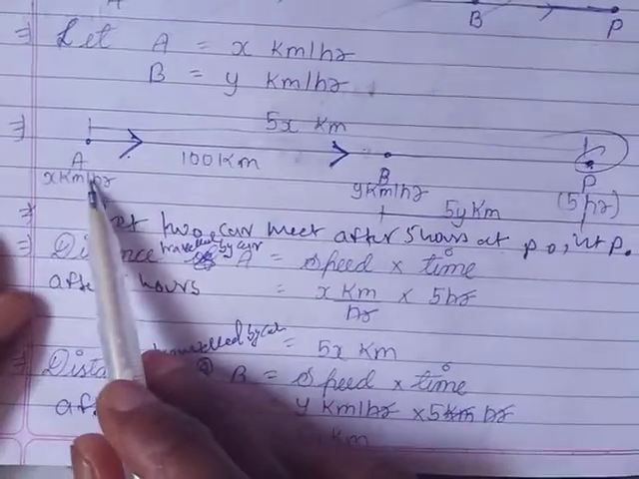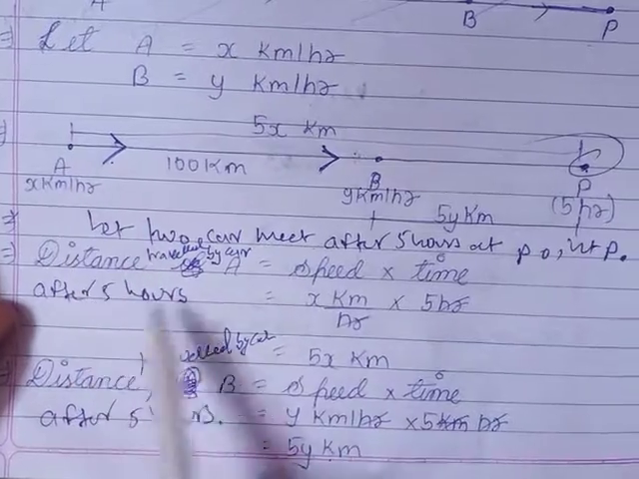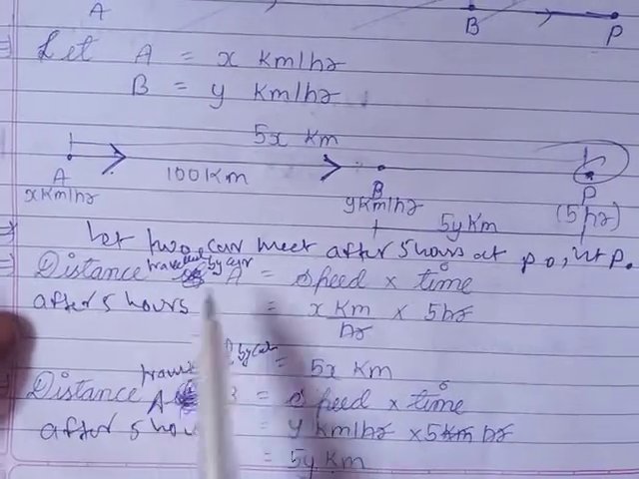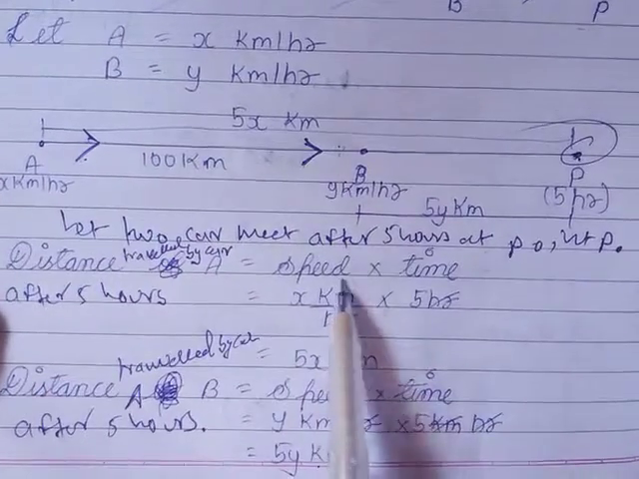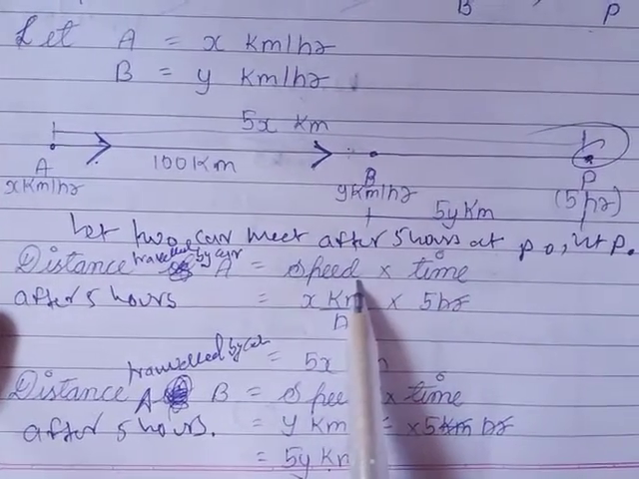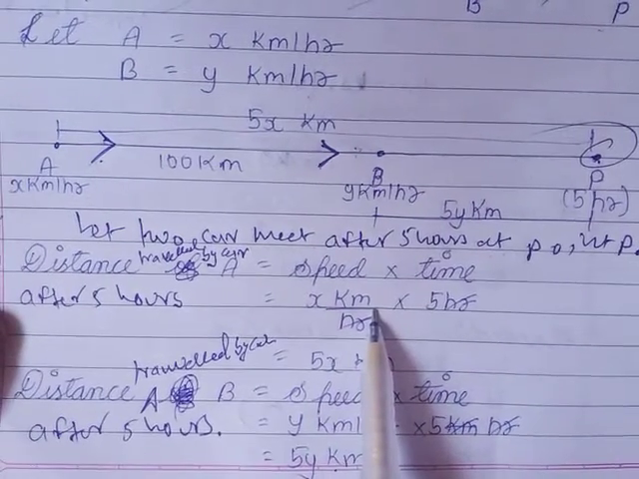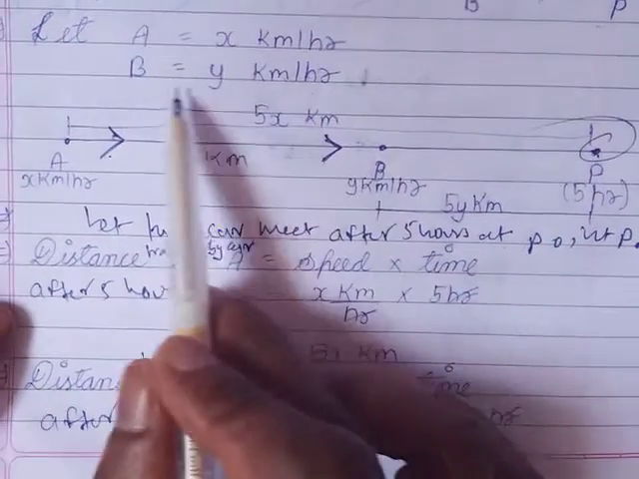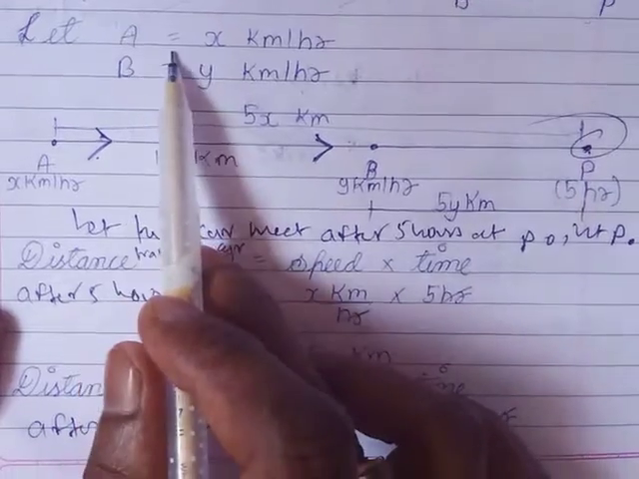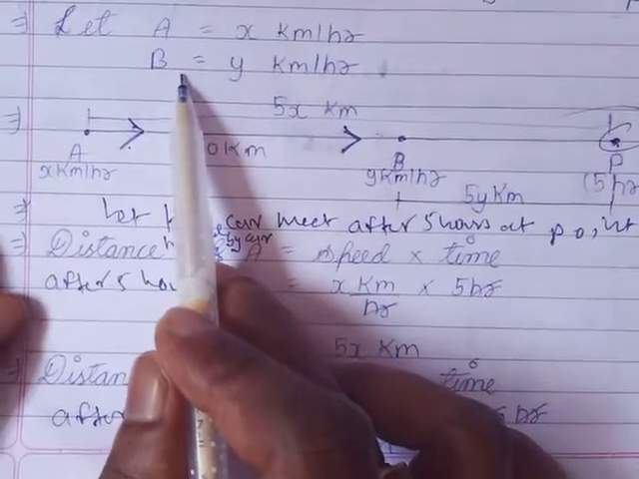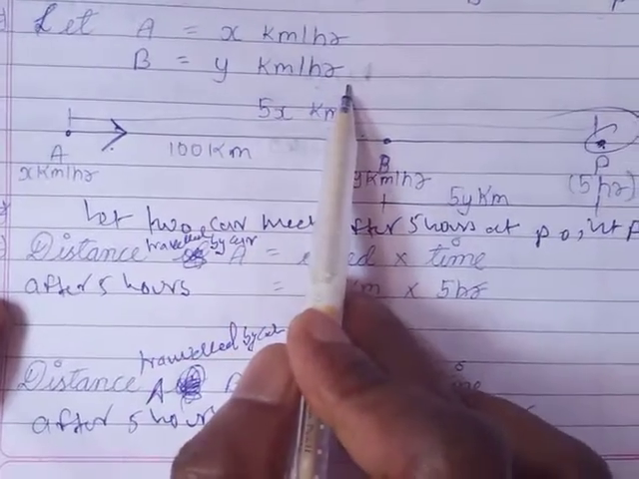So the distance traveled by car A after 5 hours is what? Speed into the time. Suppose the speed of car A is x kilometers per hour and the speed of car B is y kilometers per hour.